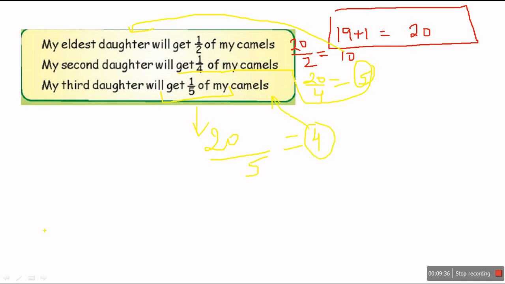Again see, the first daughter will get 10 camels, the second daughter will get 5 camels, the third daughter will get 4 camels. How many camels were distributed? 10 plus 5 is 15, plus 4 is 19. But they had 20 camels. 1 camel left.